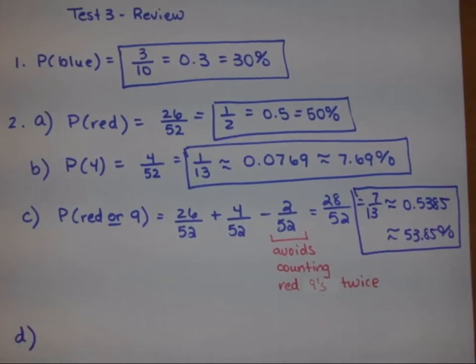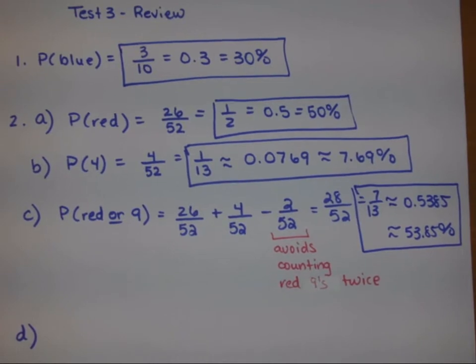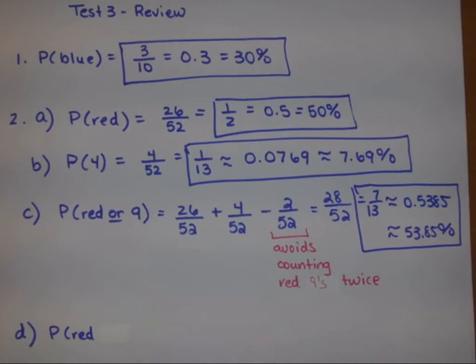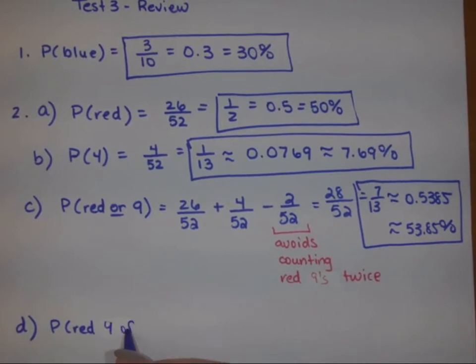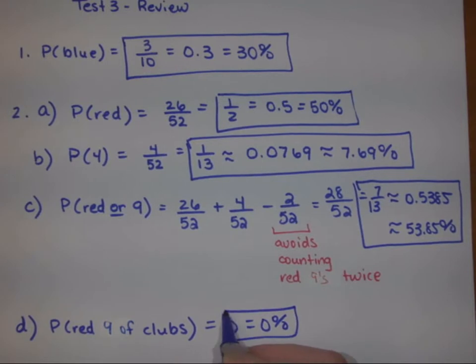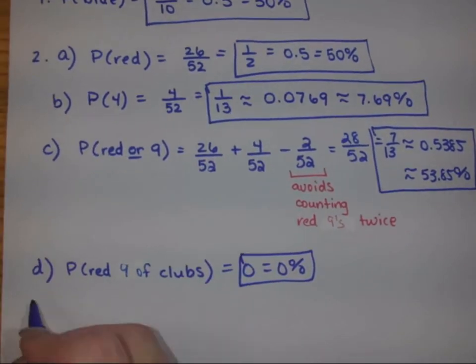D is the probability of the red 9 of clubs. So if you know anything about cards, there is no red 9 of clubs. That's impossible, okay? Meaning that it is 0 or 0%. When something cannot happen, it's 0%. When it's certain to happen, it's 1 or 100%. 1 as a decimal, 100% as a percentage.